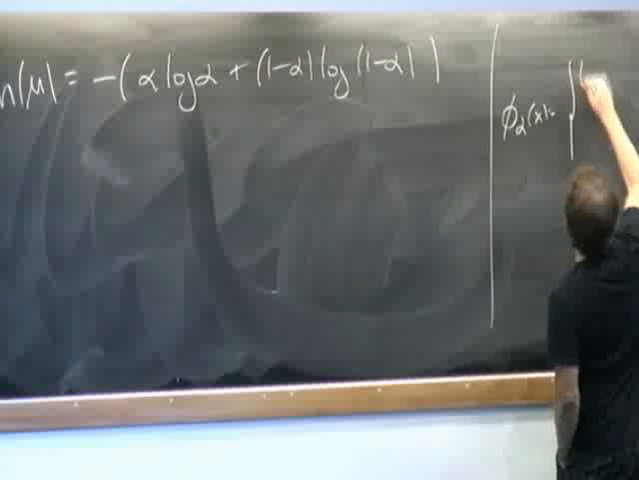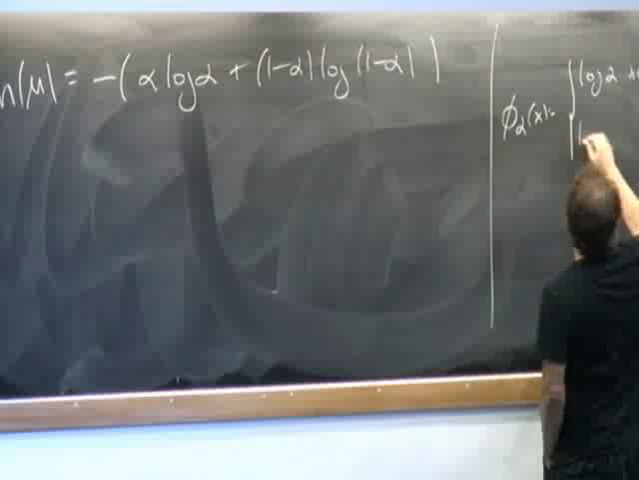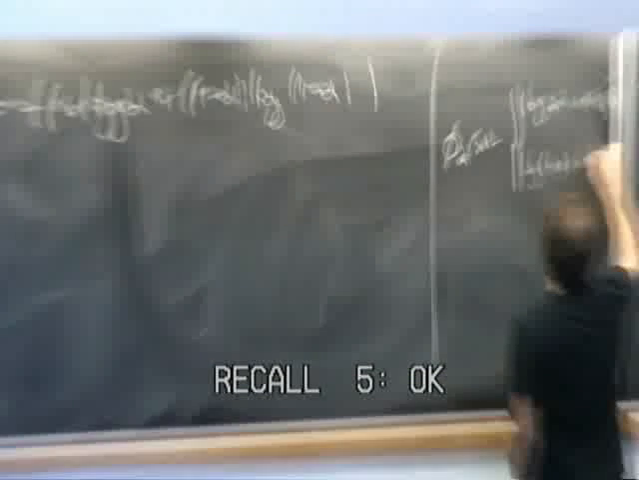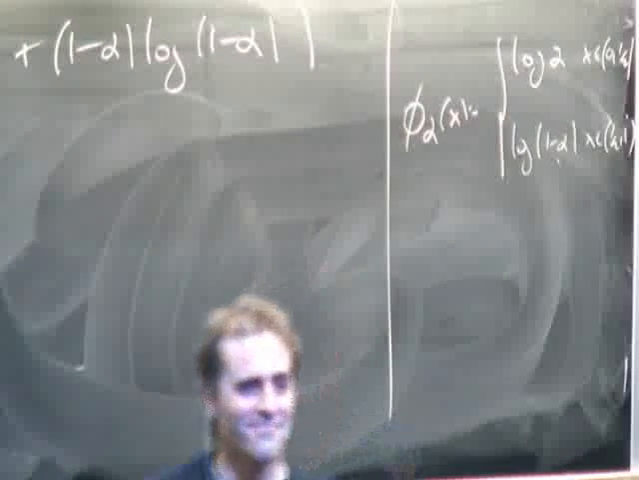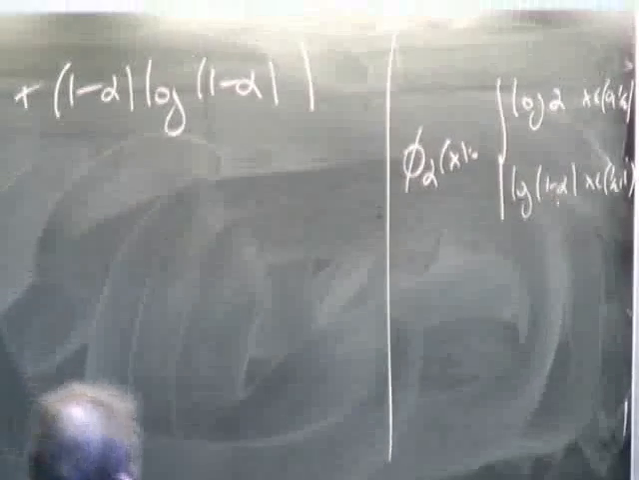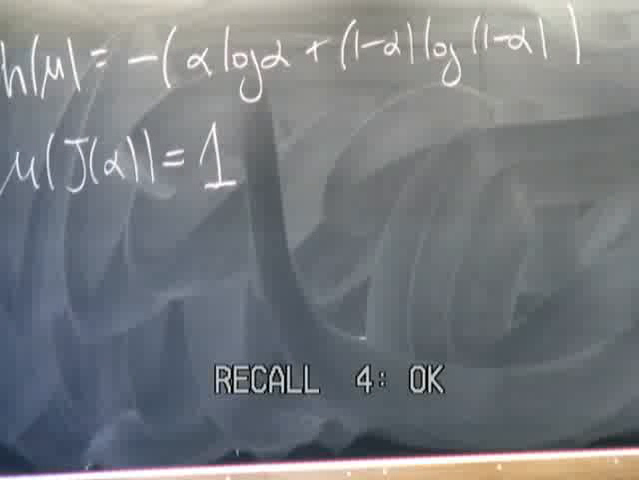There was log of alpha if you are in (0, 1/2), and log of 1 minus alpha if you are in the other one. Okay? So great. This is an equilibrium measure which is ergodic and which supports this set. Just do Birkhoff. You'll see that it supports the set.